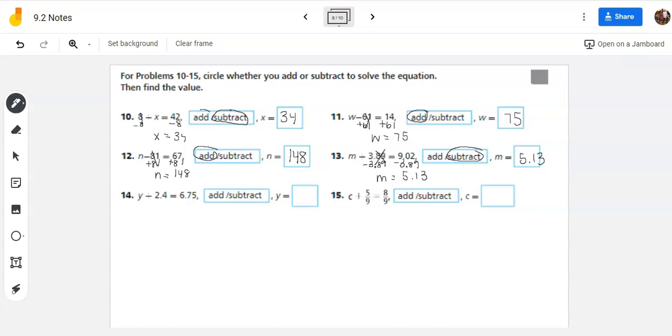Let's look at 14. The opposite of adding 2.4 is subtracting 2.4. So I'm subtracting 2.4 on each side. Circle subtract. Y equals 6.75 minus 2.4 is 4.35.